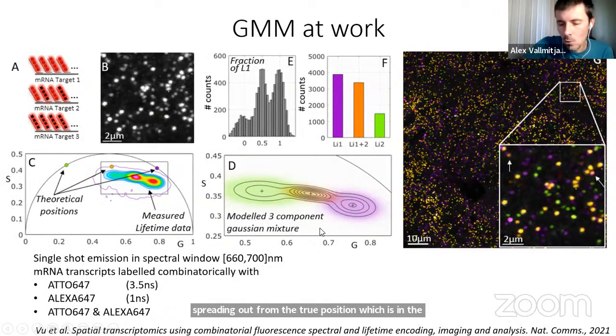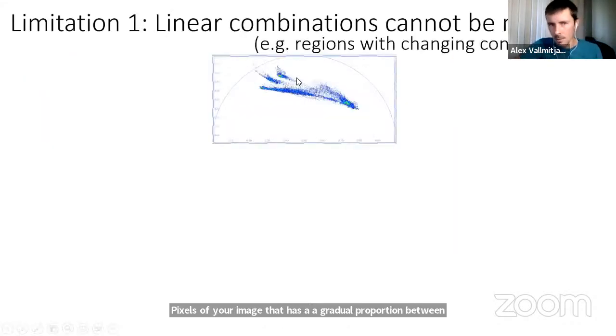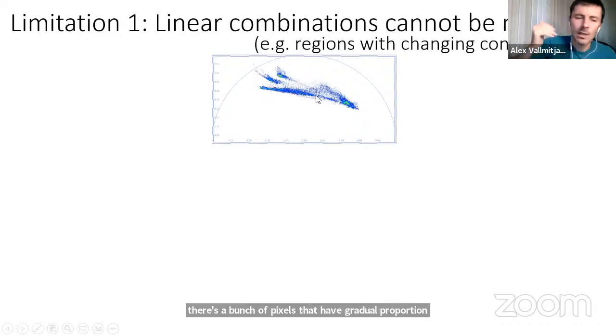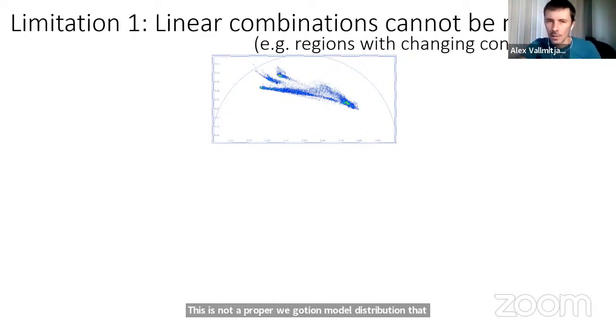But in some cases, you do have regions, pixels of your image, that have a gradual proportion between 2 populations. This is an example. In this image, you have a population here and a population here, and there's a bunch of pixels that have gradual proportion from one to the other. This is not a proper Gaussian model distribution that you can model with a normal distribution. This is just a linear combination from one to the other.